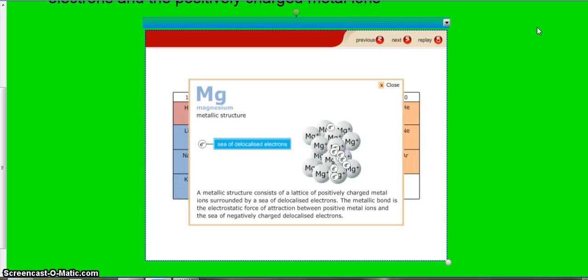So when it says it's a sea of delocalized electrons, those electrons have been given up and can move freely. This is what accounts for, like I said, some of those properties like malleability and conductivity. We'll see some similarities in the way that these structures are created, the crystalline structures, much like some of our ionic compounds.